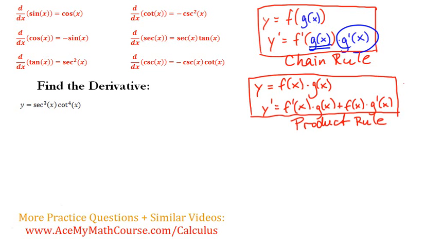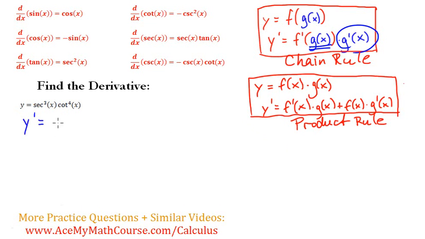Find the derivative of y equals secant cubed of x times cotangent to the 4 of x. Great. So we're multiplying these two functions, so we're going to have to get started with the product rule. That's why I wrote it there beforehand.